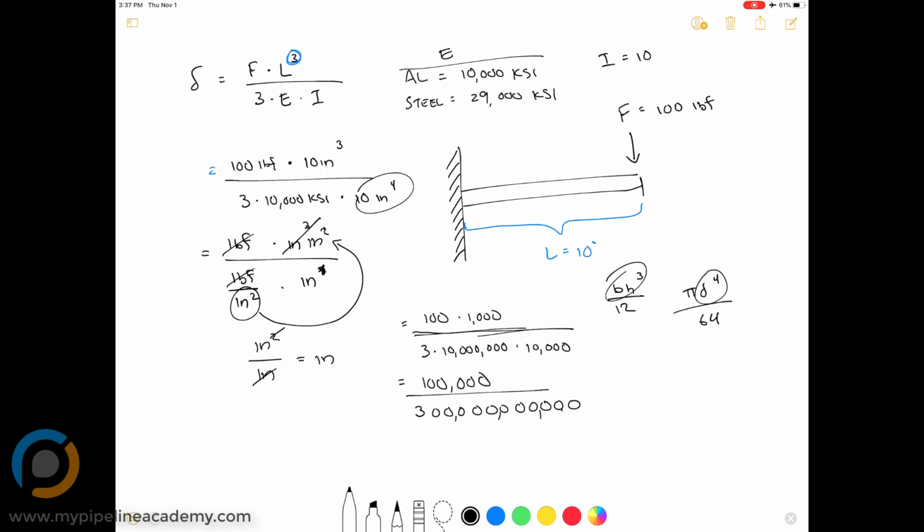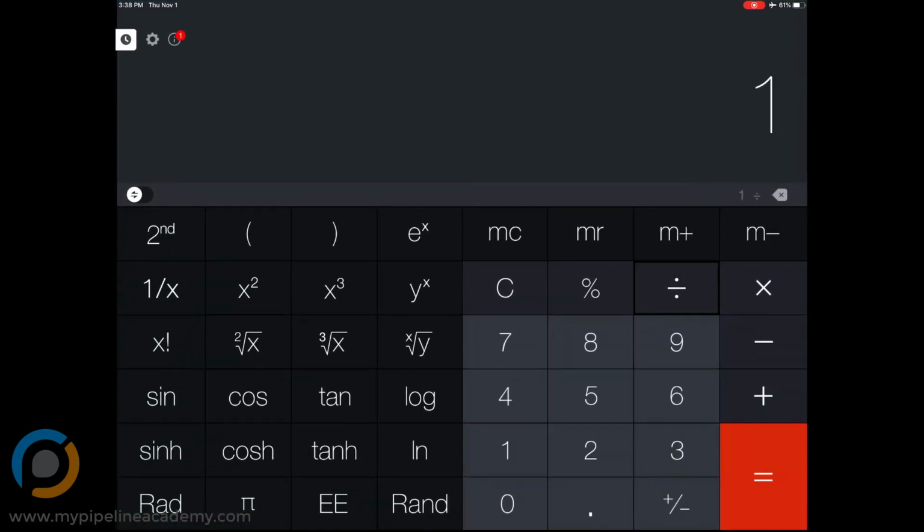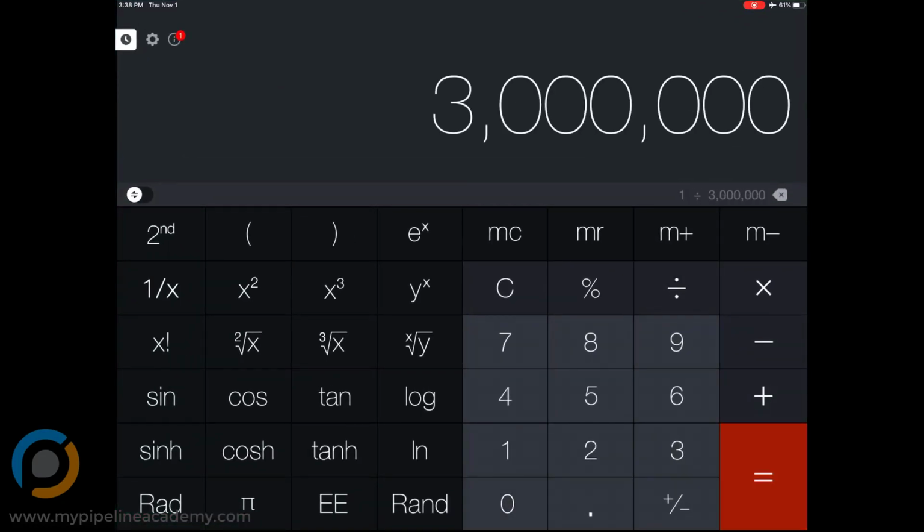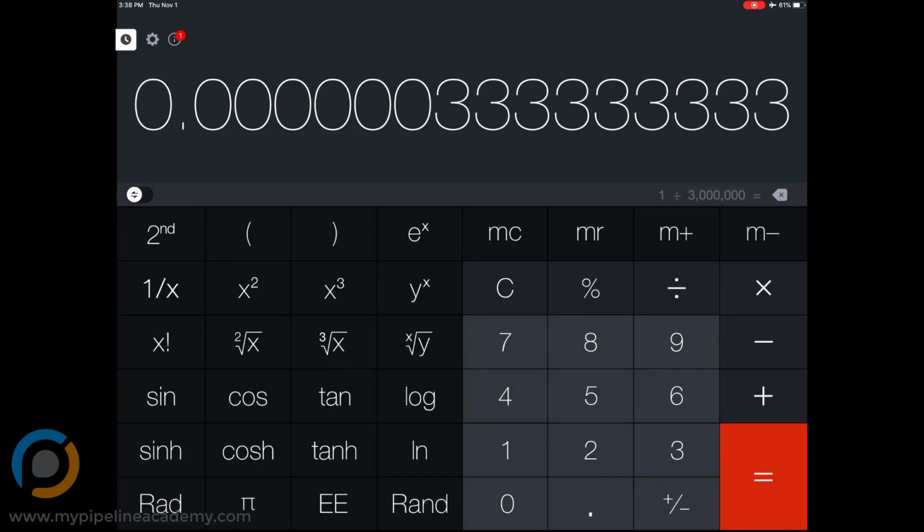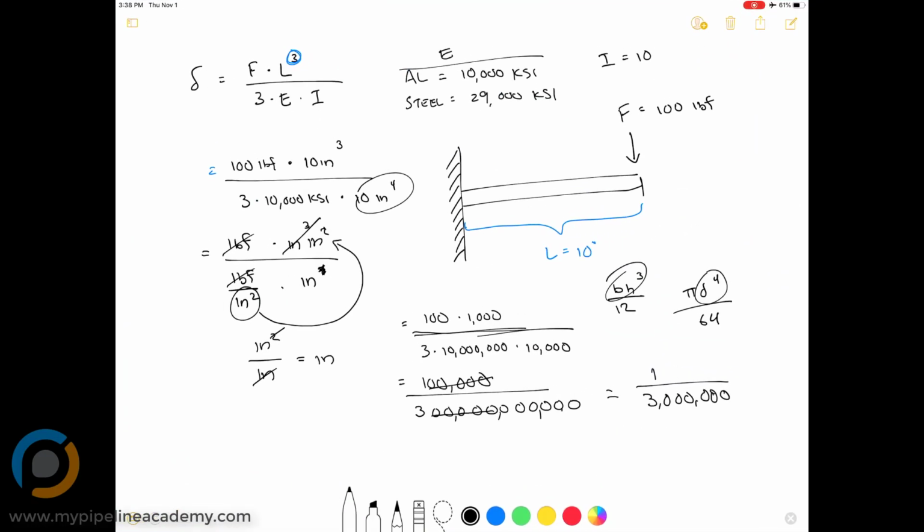So we can remove some zeros, cancel 5 zeros on top, 1, 2, 3, 4, 5 here, and we're left with 1 over 3 million. So a very, very small number. 1 divided by 3 million is a very, very small number. So basically, we're not really deflecting at all.